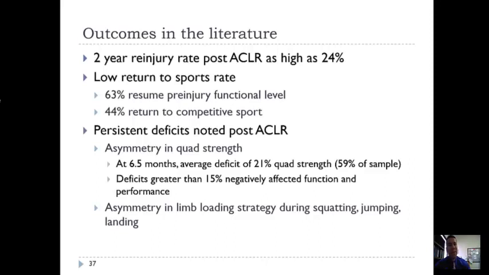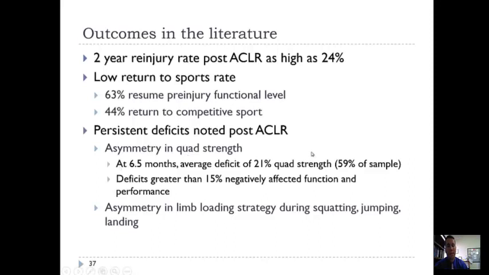You're really worried about that re-injury rate. So the more you can prevent that 2-year re-injury rate, the better we're doing, right? One-year, two-year re-injury rates. We don't want these people to get hurt again. Don't send them back out if they're not ready. I mean, that's the bottom line.